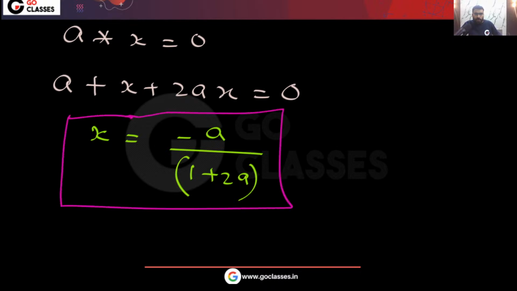So can I say, for every element, x will exist? Can I say for every element this x will exist? Now there is a problem here.